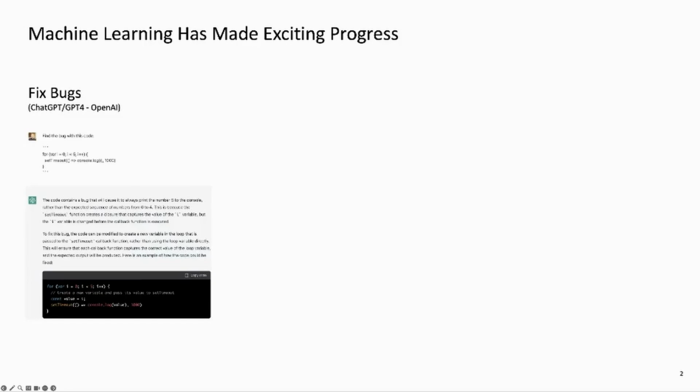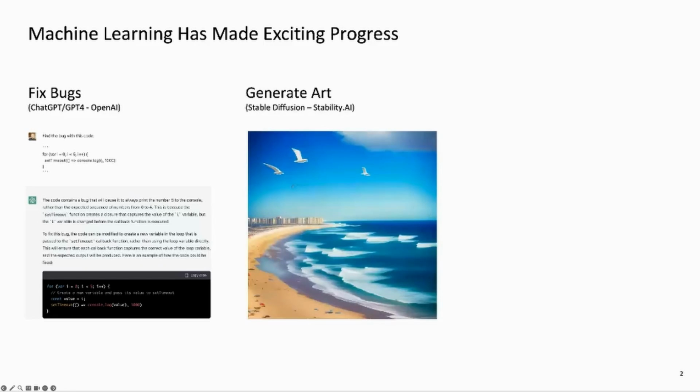And in another domain, in computer vision, these models can now generate art. This is actually my first attempt at generating pictures with Stable Diffusion. I typed in some prompts, and it took a couple of seconds, but it does a pretty decent job. This was generated, I guess, a couple of months ago, and now we have a bunch of better models.